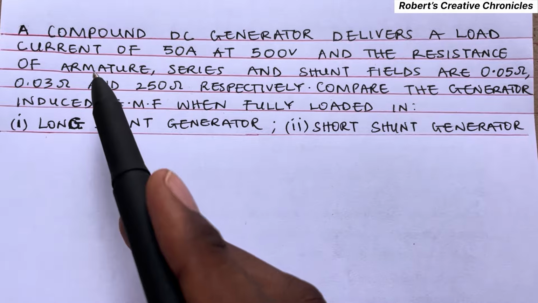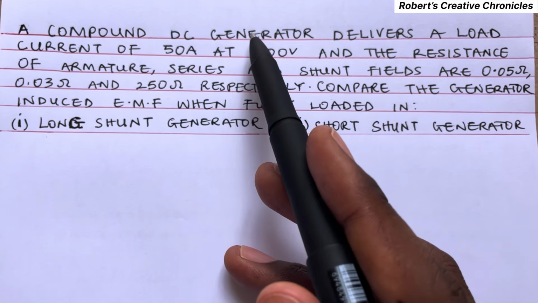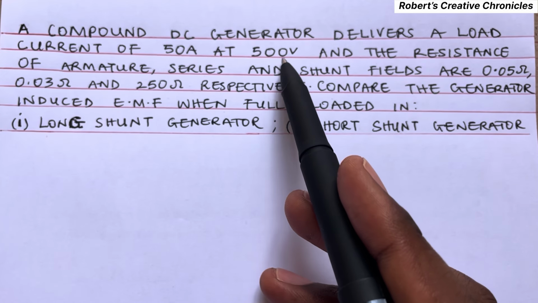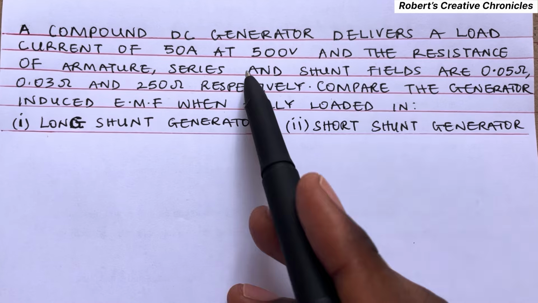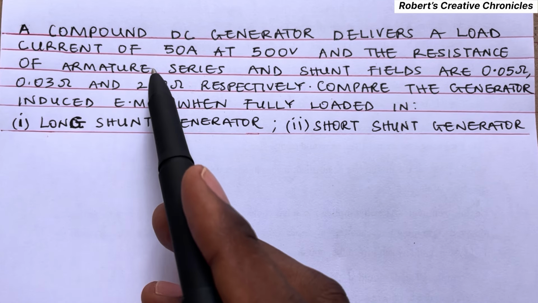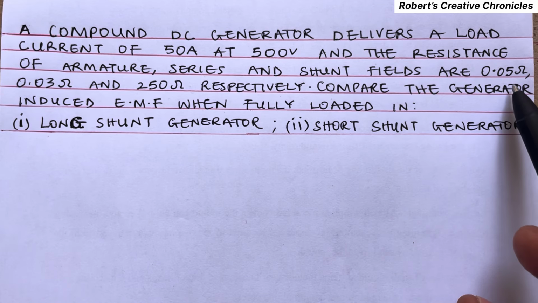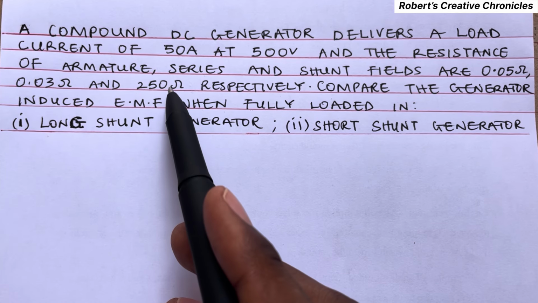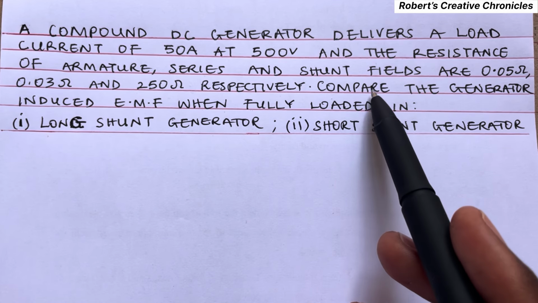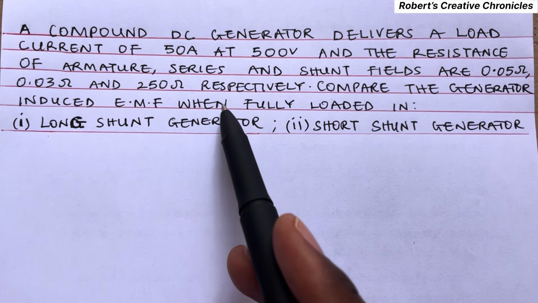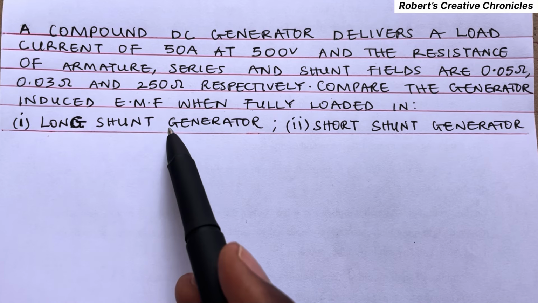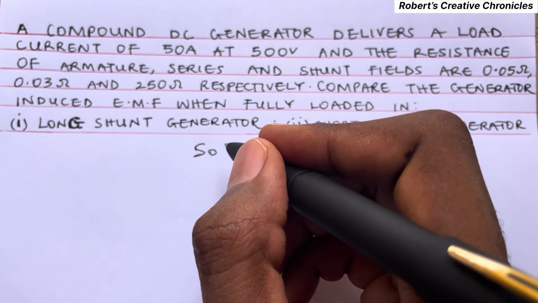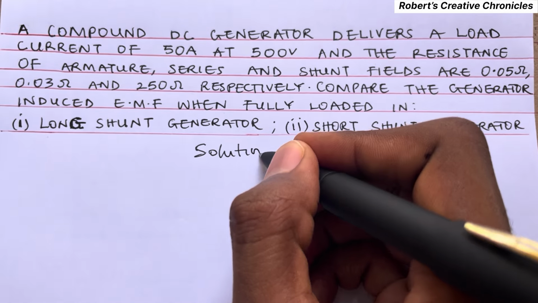So today we'll be solving this question, which states that a compound DC generator delivers a current of 50 ampere at 500 volts, and the resistances of armature, series and shunt fields are 0.05 ohms, 0.03 ohms and 250 ohms respectively. Compare the generator induced EMF when fully loaded in long shunt generator and short shunt generator. So solution.